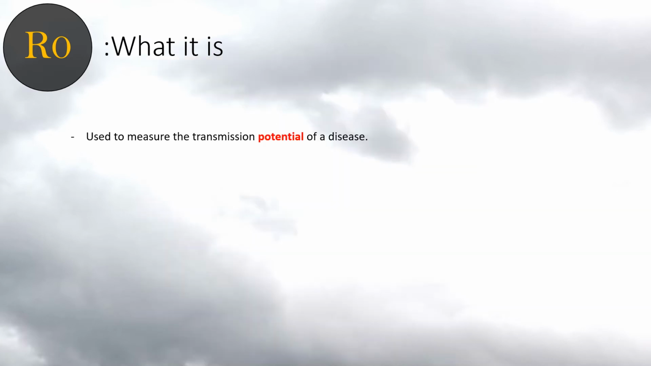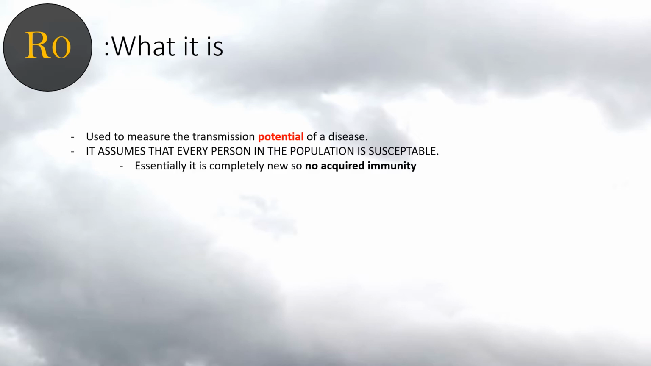So I'd like to make this point. It is used to measure the transmission potential of a disease, and I can't stress enough the word potential there, because it assumes that every person in the population is susceptible, which normally isn't the case. It is essentially something completely new that we've got no acquired immunity from, and certainly no vaccinations. This is quite a huge assumption to work with.